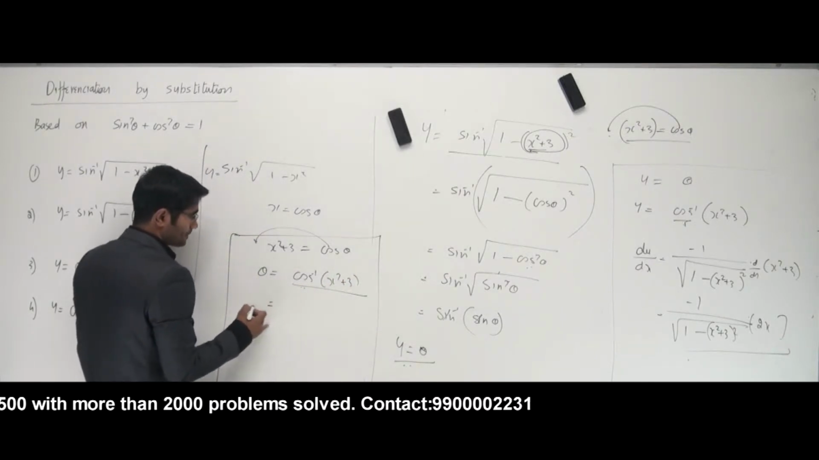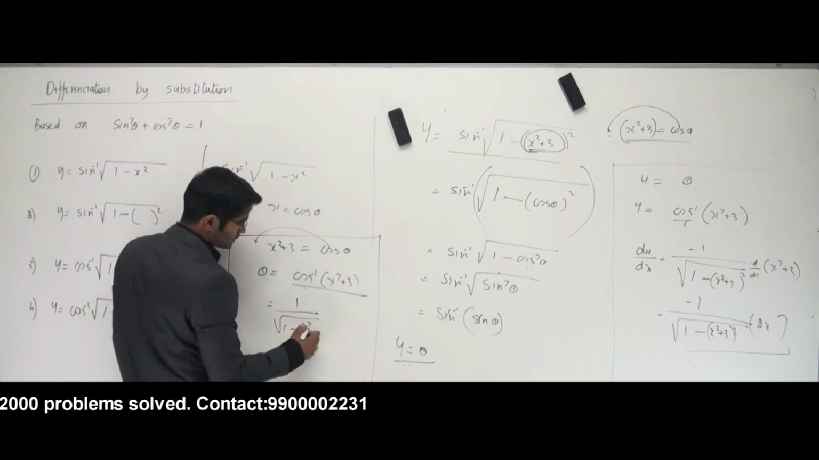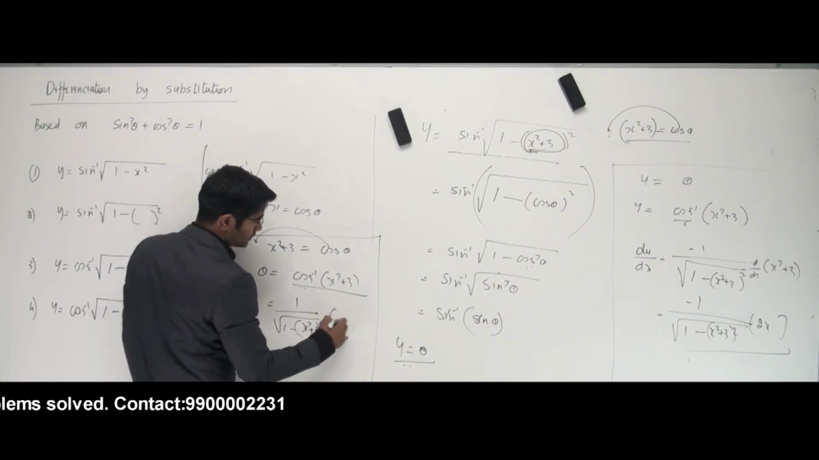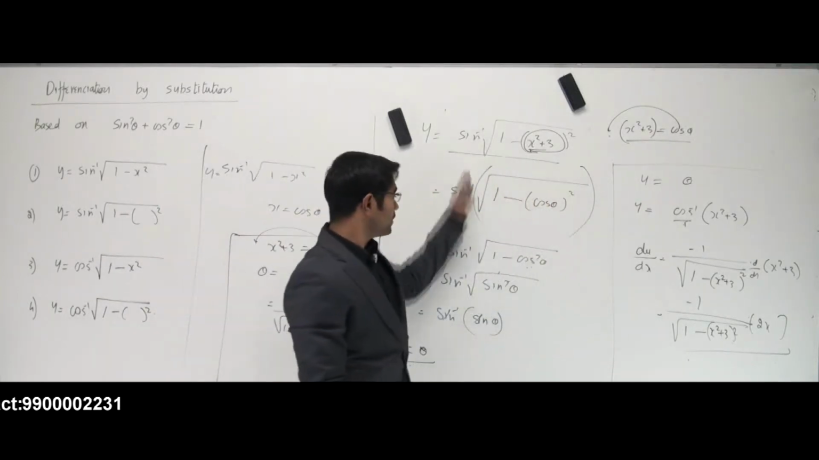That's it. See, look at this. All right, differentiate this guy. That is 1 by root of 1 minus (x squared plus 3) whole squared, into 2x. Is this not your answer? Exactly. It means you can skip the whole thing.